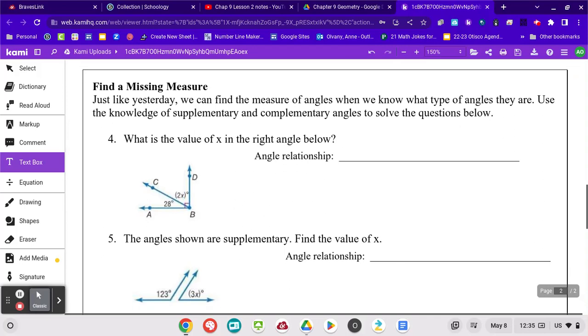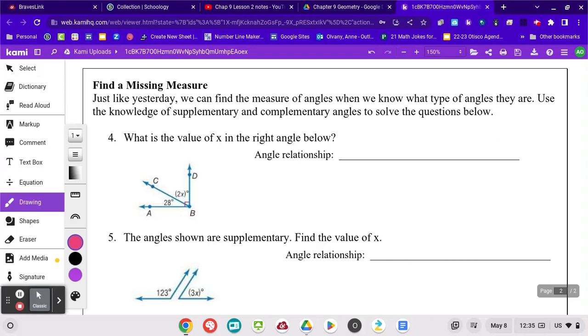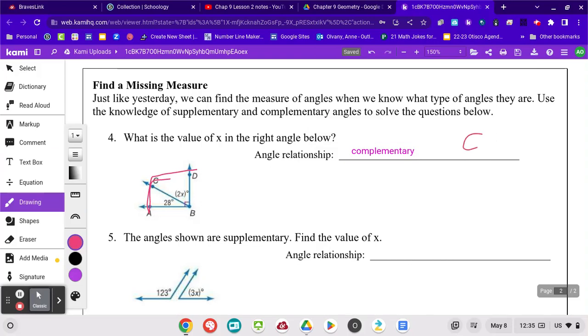Again, we're going to use this information to help us solve for unknowns. Just like we did yesterday, we set two angles equal to each other to solve to get x. Today, we're going to use the information that these two angles together make 90, which means they are complementary, always trying to identify the relationship first. Complementary angles add up to 90. So I'm going to take 28 and I'm going to add it to 2x and set it equal to 90.